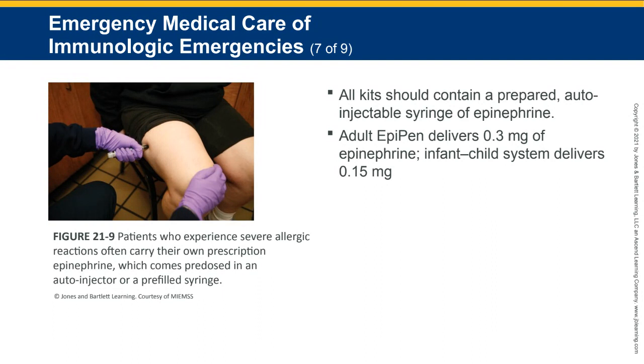Adult EpiPen delivers 0.3 milligrams to 0.5 milligrams of epinephrine intramuscular. The infant or child version delivers 0.15 to 0.3 milligrams of epi. The adult administration is lateral aspect of the thigh. Pediatric administration is medial aspect of the thigh.